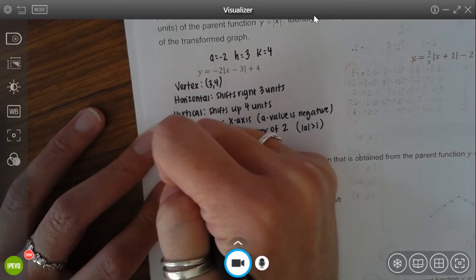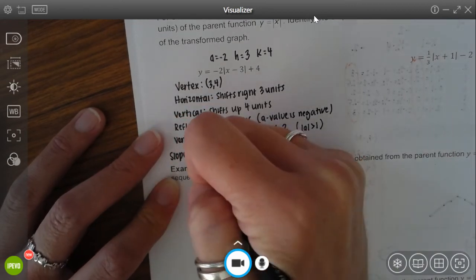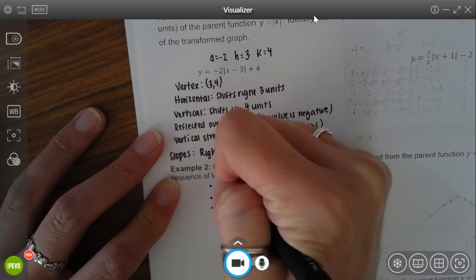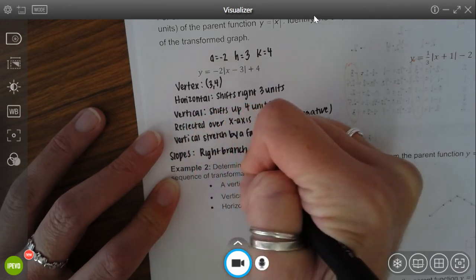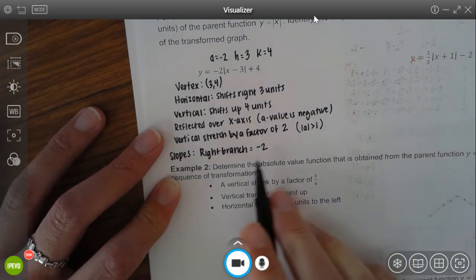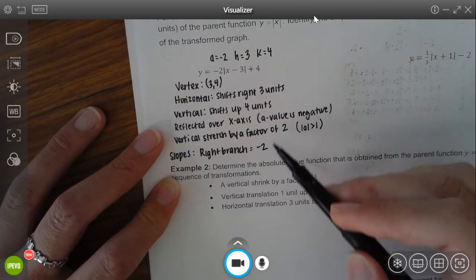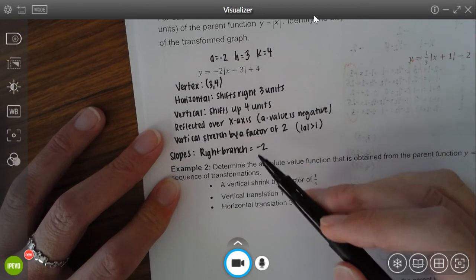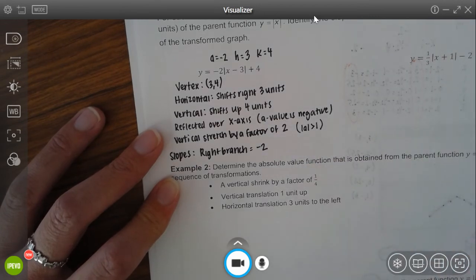So the absolute value of A, when it's more than 1, creates a vertical stretch. And then my slopes, I'm actually just going to worry about my right branch, because we know that the right branch has to do with the A value. So the slope of my right branch should actually be -2 here. And again, that's coming from the A. So these last 3 things, the reflection, the vertical stretch or shrink, and the slope, all have to do with the A value.